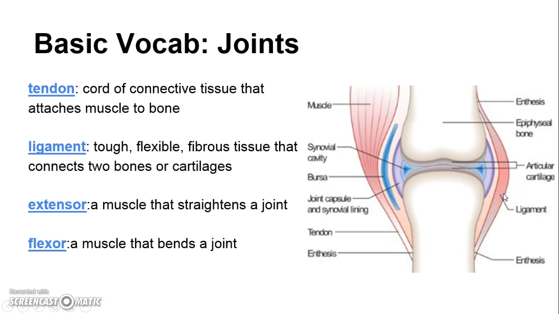And then the extensor is a muscle that straightens a joint. And then the flexor is a muscle that bends a joint.